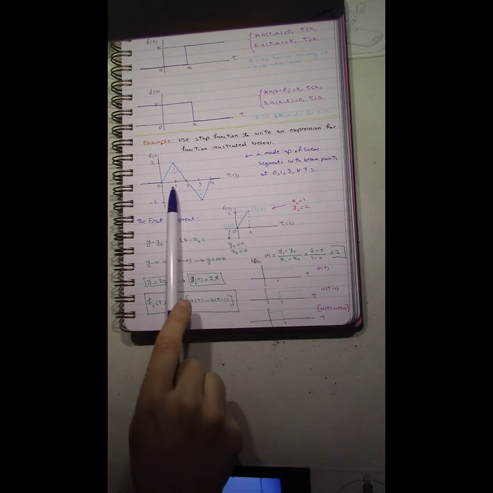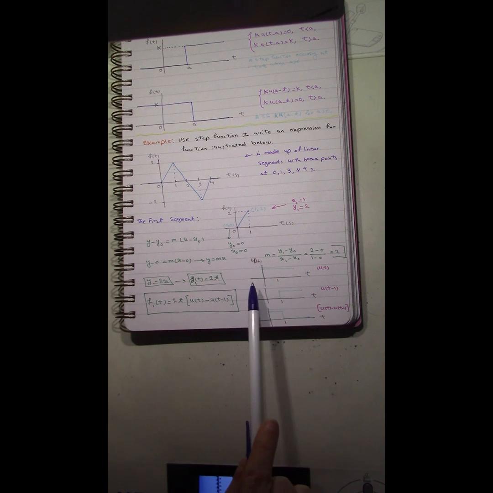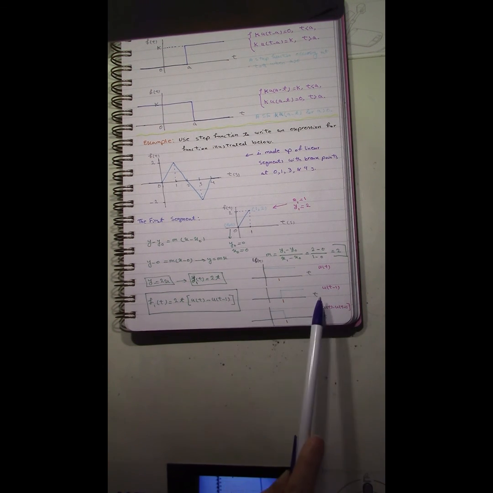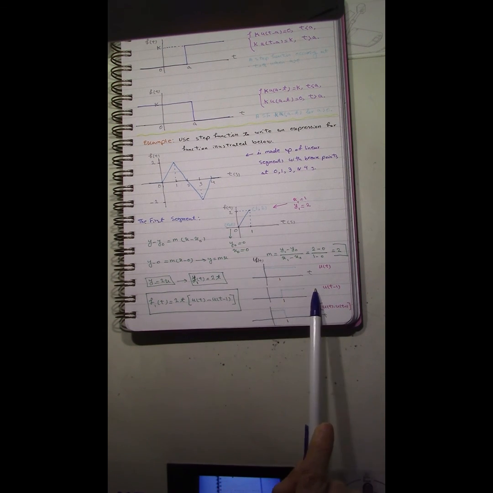Because you just want to get a small area. Yes, because I'm looking at just this segment. What is u of t? This is u of t. What is u of t minus 1? So it is from 1 to infinity.